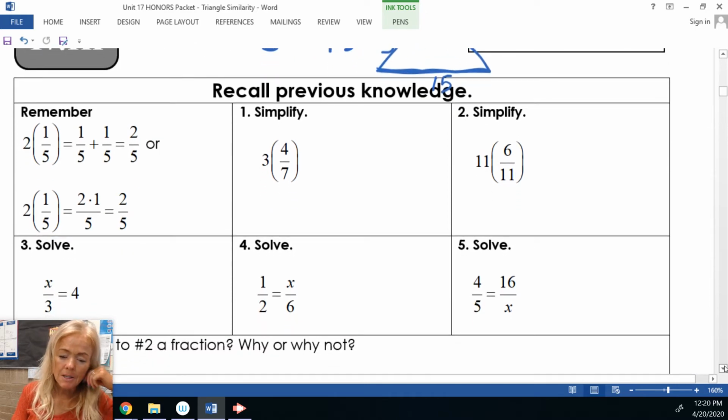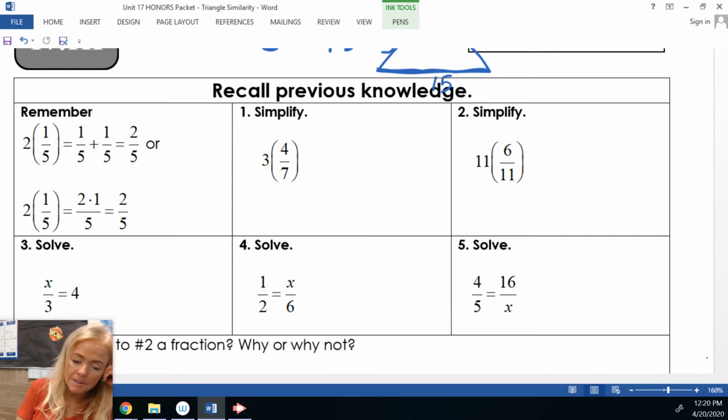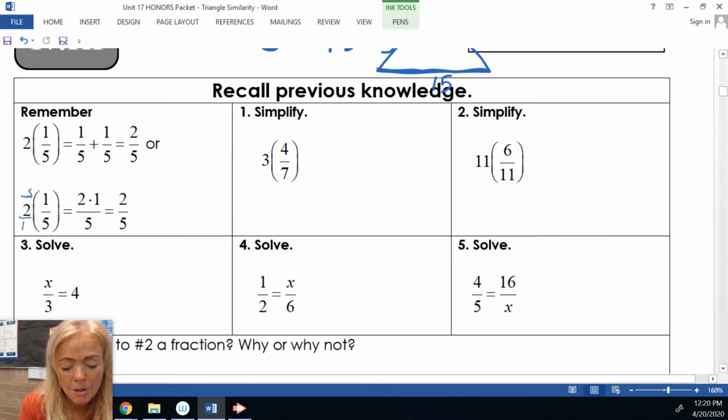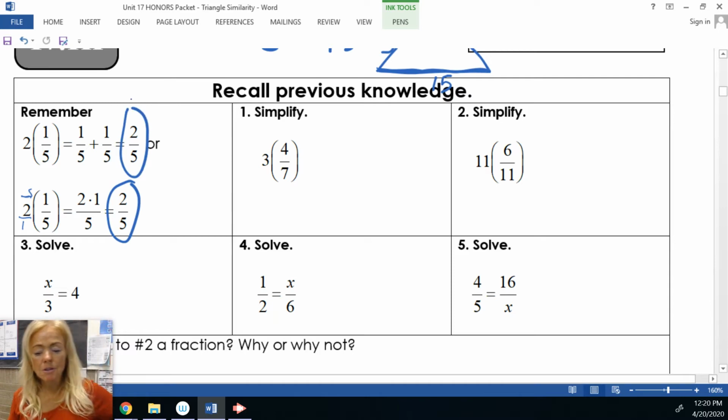All right, so remember that if I have 2 times 1/5, that is the same thing as a fifth plus a fifth, which is 2/5. And then if I have 2/5, I can also take 2 times 1/5, and remember you multiply straight across, so 2 times 1 is 2 over 5. So in both cases, whatever you're doing, you get 2/5.